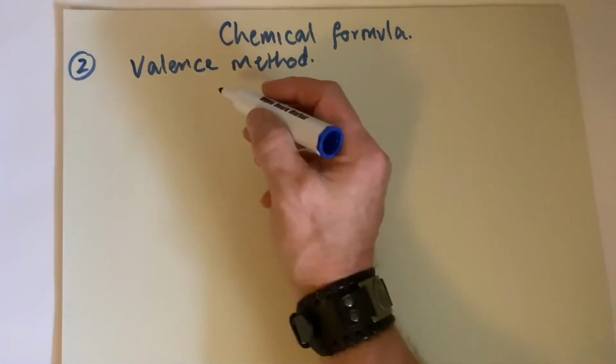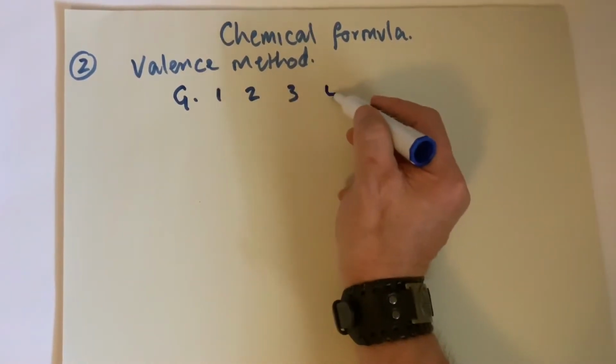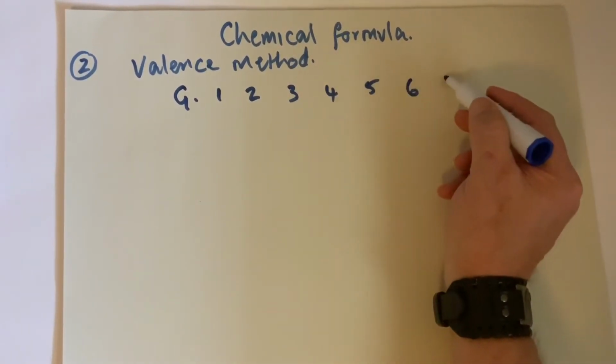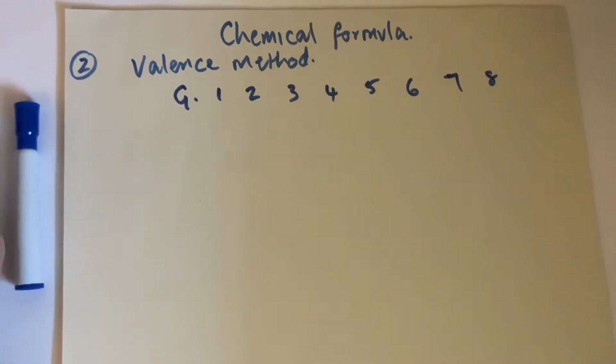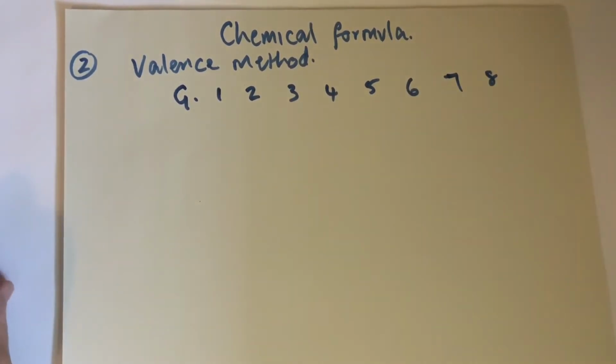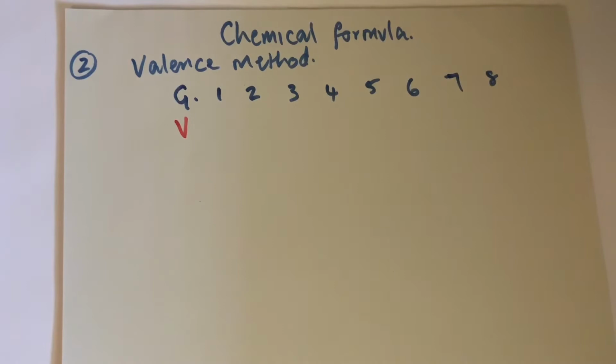If you look at the group number, so we have group 1, 2, 3, 4, 5, 6, 7 and 8. That tells you the number of electrons that's present in their outer shell. But that doesn't tell you how many bonds it can make. Elements like to have a full outer shell. So the valence number tells you how many it needs to get or lose to gain a full outer shell.